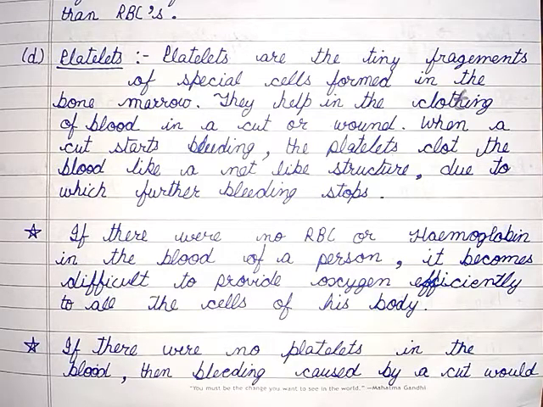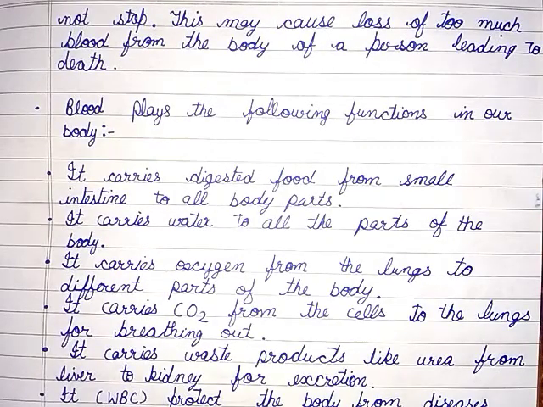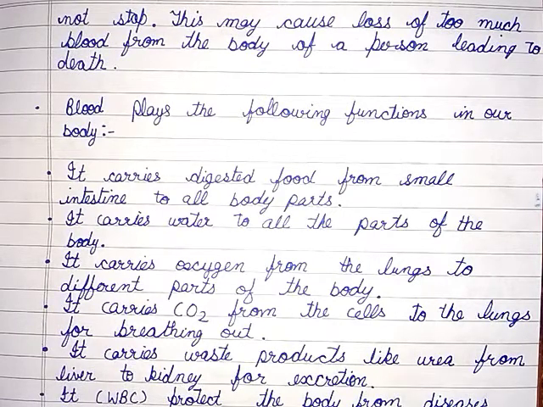If there were no RBC or hemoglobin in the blood of a person, it would become difficult to provide oxygen efficiently to all the cells of his body. If there were no platelets in the blood, then bleeding caused by a cut would not stop. This may cause loss of too much blood from the body of a person, leading to death.